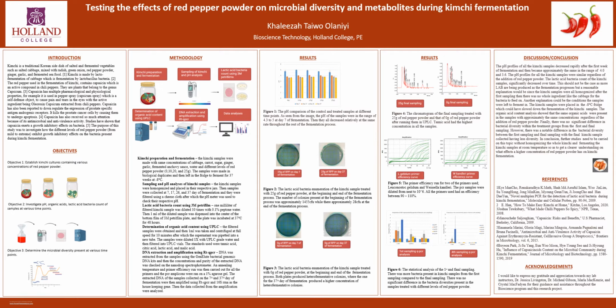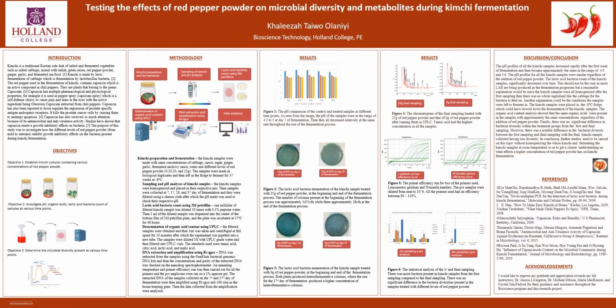Figure 5 shows the primer efficiency run for two of the primers used, L. gelidum and W. candleri. The PCR samples were diluted from neat to 10 to the power of 6, and all the primers used had an efficiency between 90 and 110. And the final image, figure 6, shows the statistical analysis of the first and final sampling. There was more bacteria present in the kimchi samples from the first sampling compared to the final sampling, and there was no significant difference in the bacterial diversities present in the samples treated with different levels of red pepper powder.